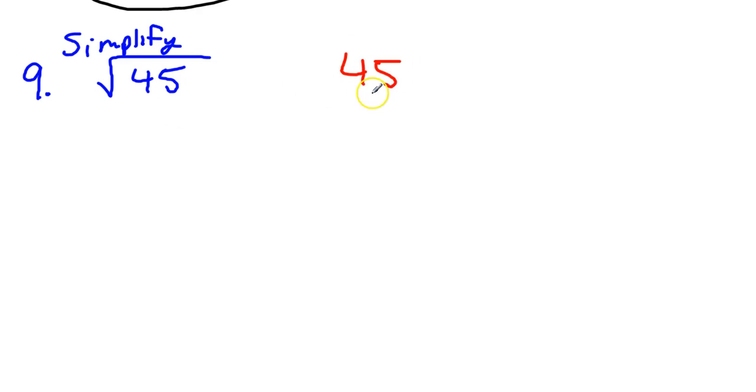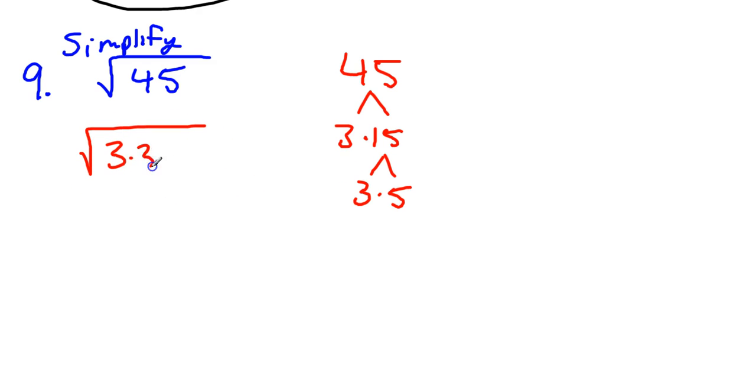the 45 and breaking it down in terms of the factor tree. You can do 3 times 15. 15, break it down, make it 3 times 5. So that 45, you can make it 3 times 3 times 5.